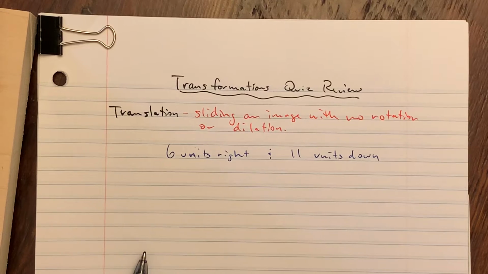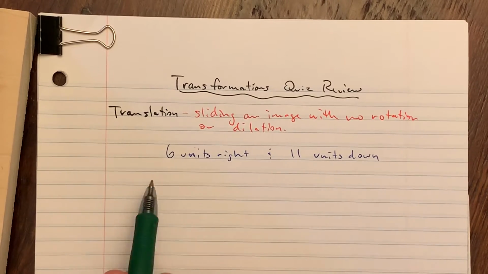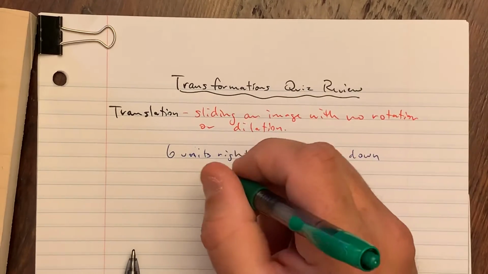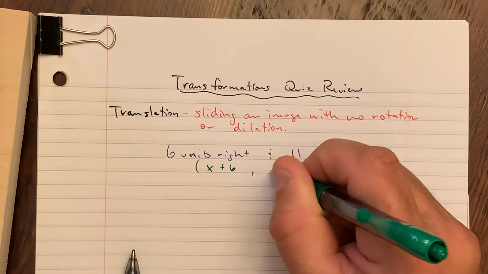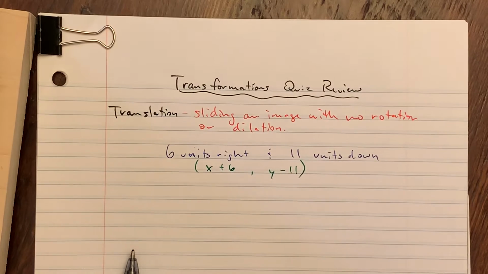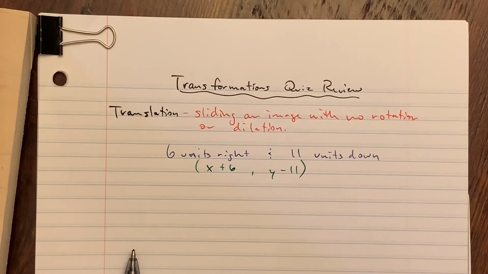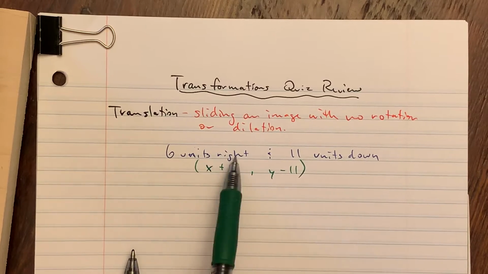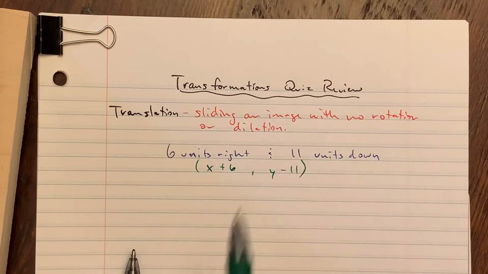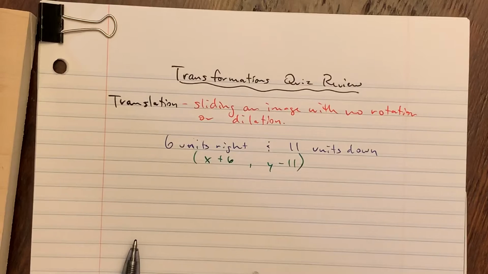Another way that you might see this, the same information, they may say something like this: x plus 6, y minus 11. Saying the same thing. This is just what we call translation notation. So if I go x plus 6, that means I'm moving it 6 to the right. Y minus 11 tells me I'm moving it 11 units down.